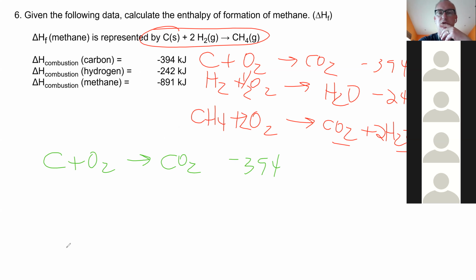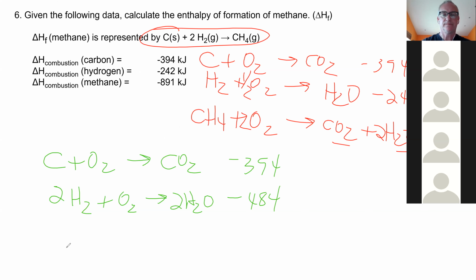Next, I want 2 moles of hydrogen as a reactant. It's the second one, but you have to multiply it by 2. That's right. So that's going to be 2 H2 plus O2 makes 2 waters. What's going to be the delta H for that one? Negative 484 kJ. Yep, we just multiply it by 2, because it's twice as much.